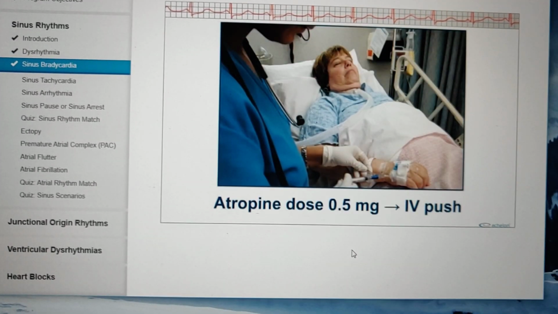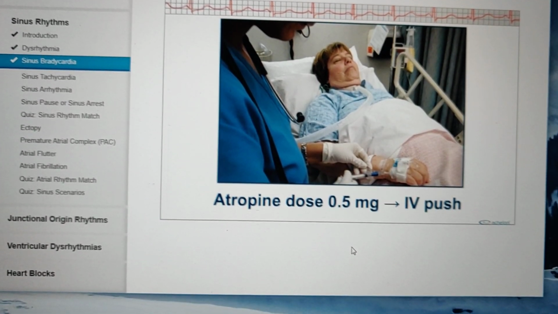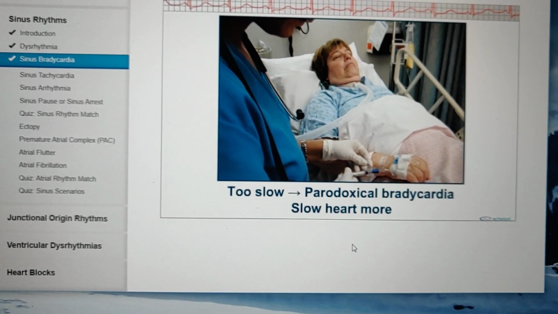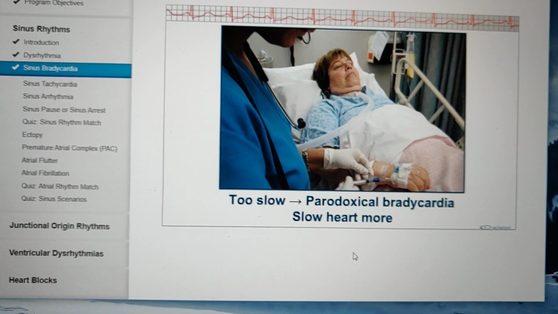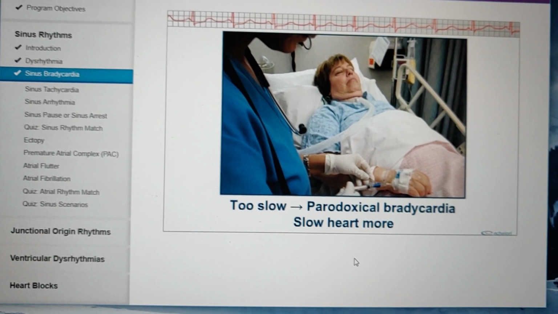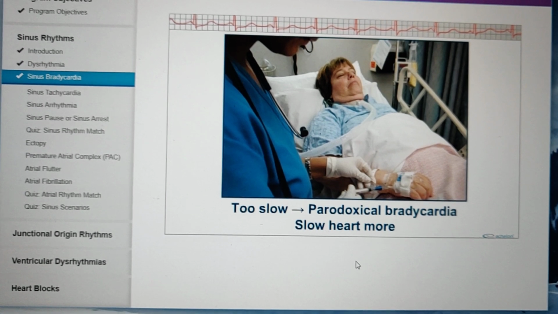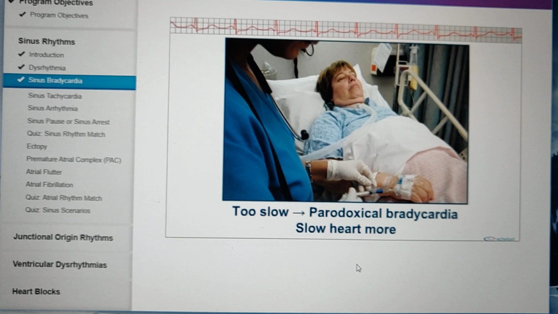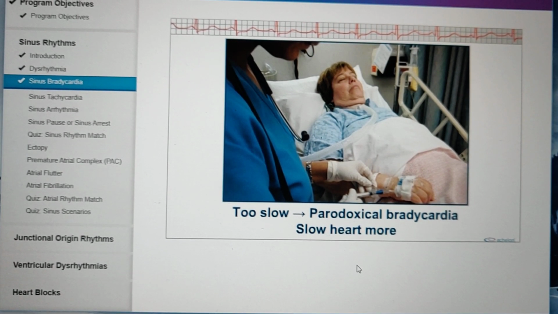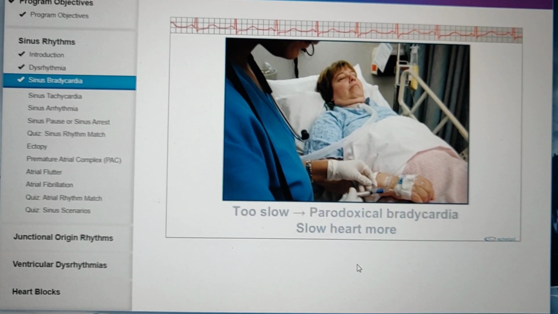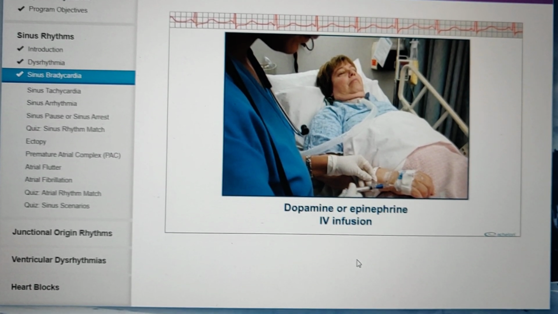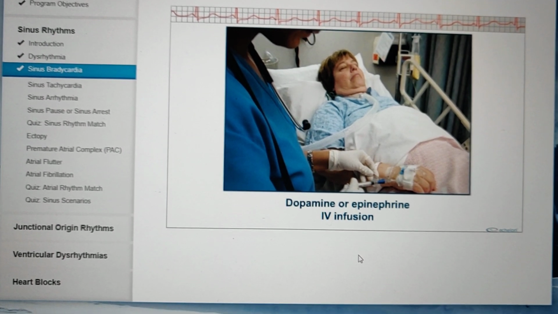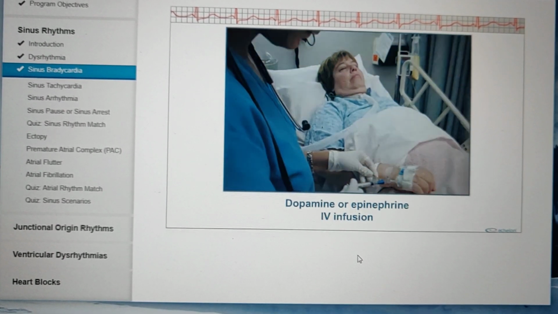Atropine may be given in a dose of 0.5 milligrams as a quick IV push. If given too slowly, atropine can actually have the opposite of the desired effect. It can send the patient into a more severe bradycardia called paradoxical bradycardia, which will slow the heart rate down even more. Dopamine or epinephrine, which have similar results, may also be given in a continuous IV infusion.